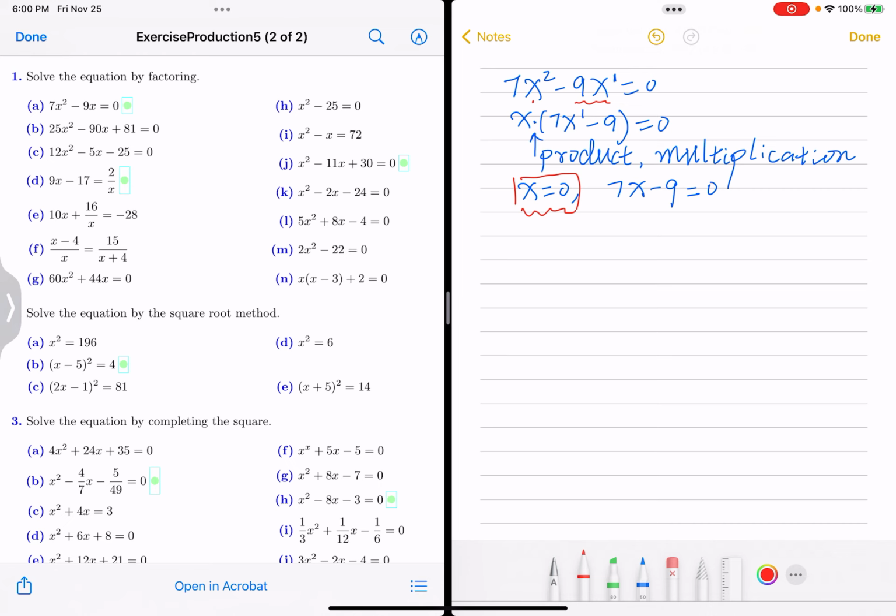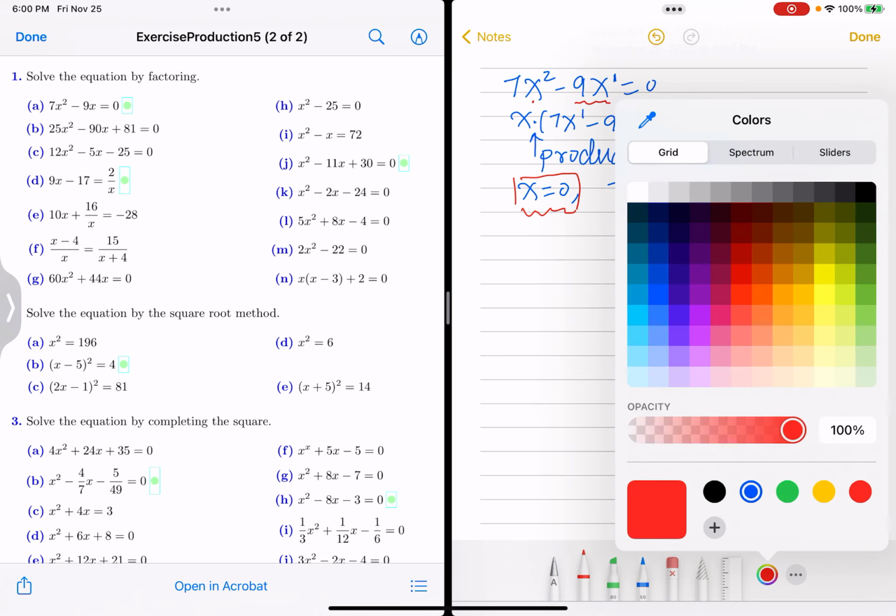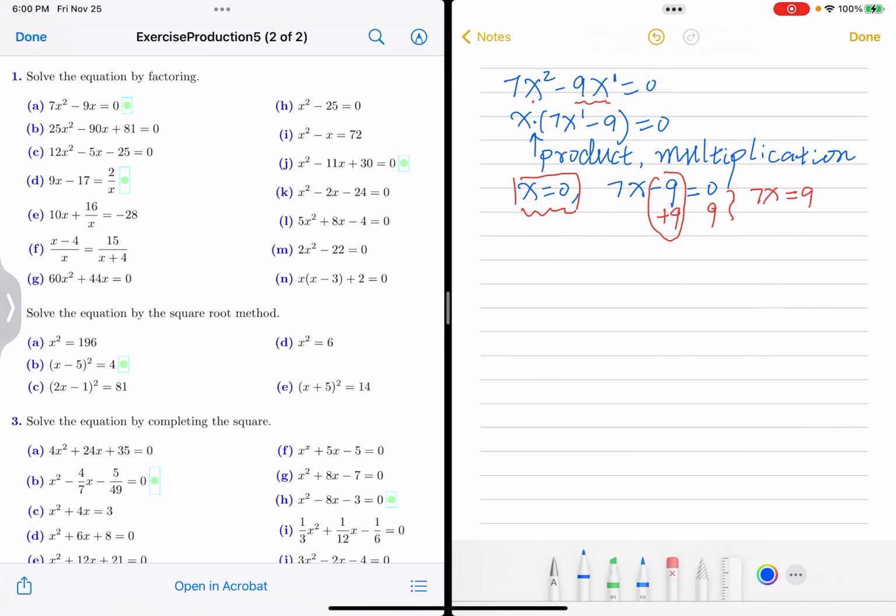Another is you plus 9 on both sides. You have 7x equals 9, because these two will be cancelled, and 0 plus 9 is 9. And then you divide by 7 on both sides. So you then have x is 9 over 7.